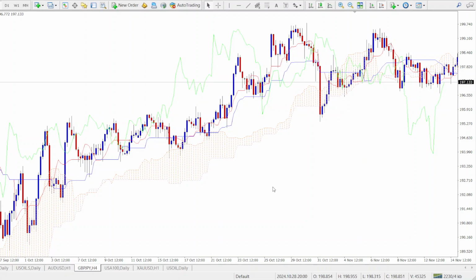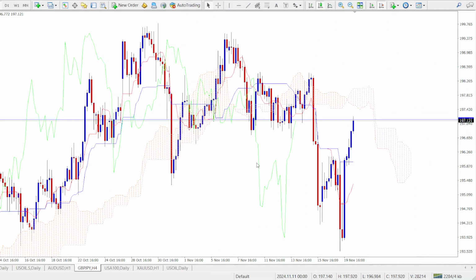Now, how do you interpret the Kumo cloud, the Ichimoku cloud itself? The cloud, or the Kumo, is the shaded area between the Senkou Span A and the Senkou Span B. Its thickness represents market volatility and potential support or resistance zones. When the price is above the cloud, it signals a bullish trend. On the other hand, when price is below the cloud, it signals a bearish trend.